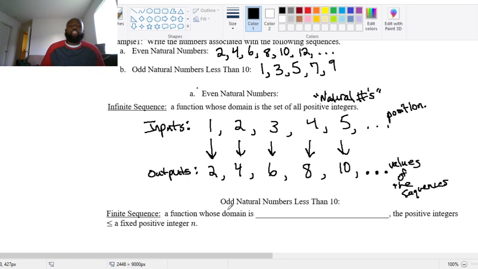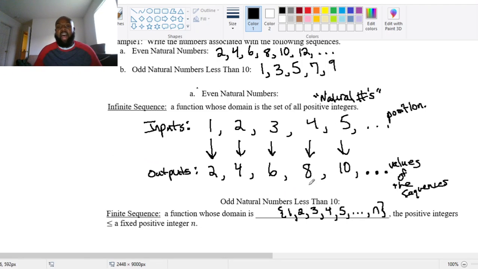Function whose domain is basically your natural numbers that are less than or equal to some value, right? So it's going to be your positive integers, your natural numbers, up until you get to the last number in your sequence, that position of the last number in your sequence, which we'll usually denote by n. All right, we can say that it's the positive integers less than or equal to a fixed positive integer n.